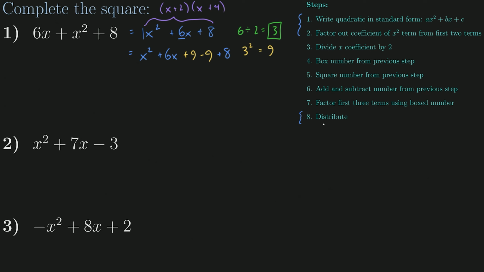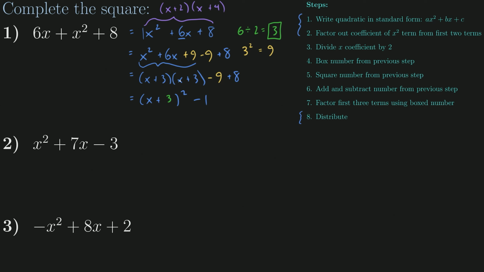Step 7 says to factor the first 3 terms using the boxed number. So if we did this procedure correctly, these 3 terms will factor perfectly. Maybe you see it, maybe you don't. This factors into (x plus 3)(x plus 3). And then we have minus 9 plus 8. And then we can simplify this a bit. (x plus 3)(x plus 3) can be written as (x plus 3) squared. And then we'll group together these terms, minus 1.